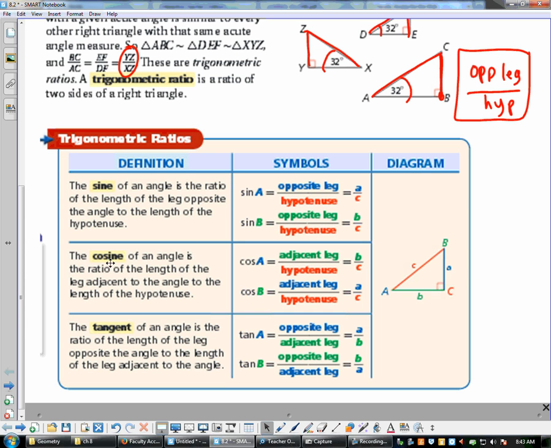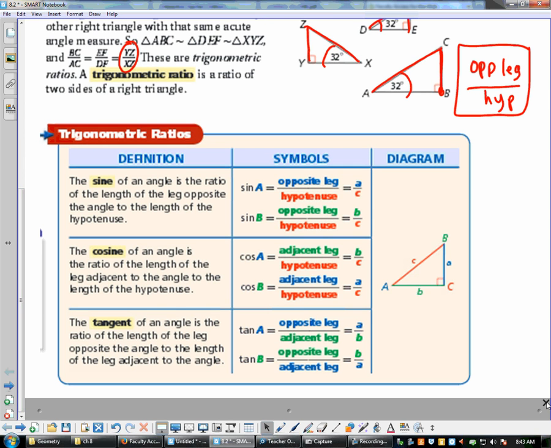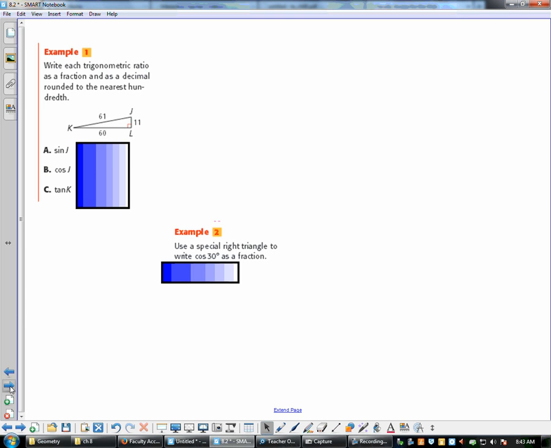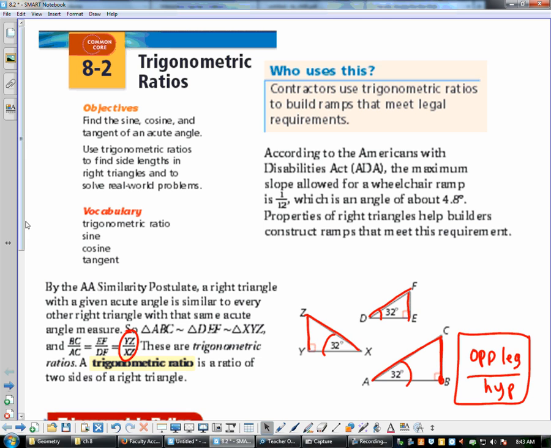The cosine of an angle is the ratio of the length of the leg adjacent to the angle to the length of the hypotenuse. So cosine is the adjacent over the hypotenuse. The tangent of an angle is the ratio of the length of the leg opposite the angle to the length of the leg adjacent to the angle. So opposite over adjacent. And so there is a handy mnemonic device to help us remember this.